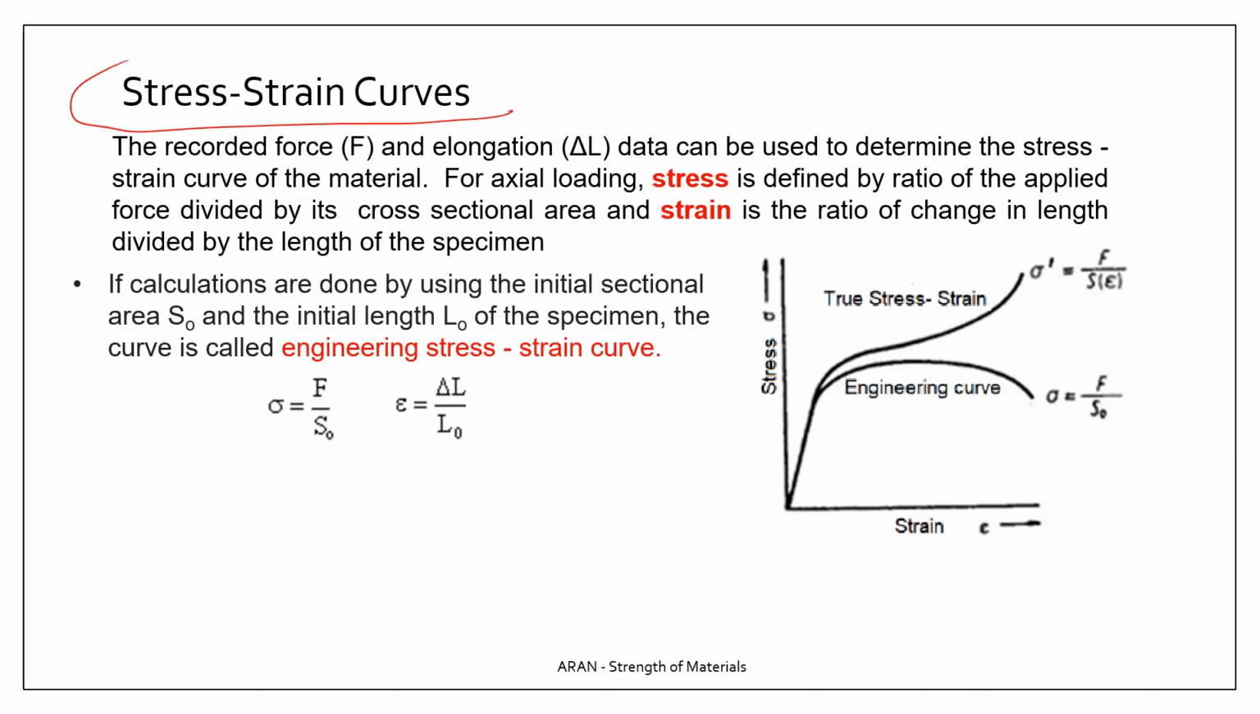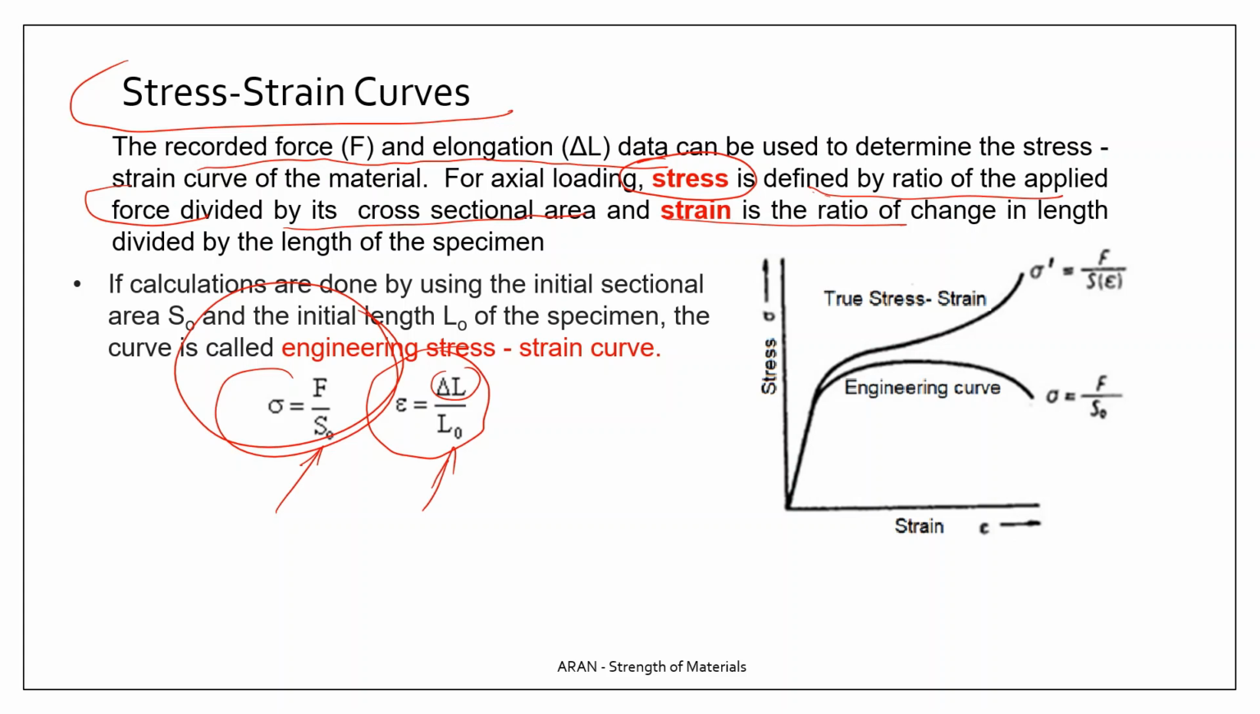The stress-strain curve. In a tensile test, you have recorded force-elongation data, and this you can use to calculate the stress, which is defined by the ratio of the applied force divided by the cross-sectional area, and the strain is the ratio of the change in length divided by the initial length of the specimen. If for these calculations you use the initial cross-sectional area and the initial length, then this curve is called the engineering stress-strain curve, and it will look something like this.